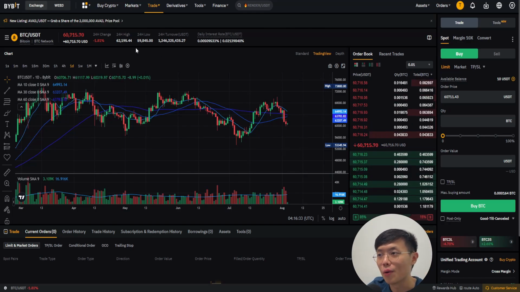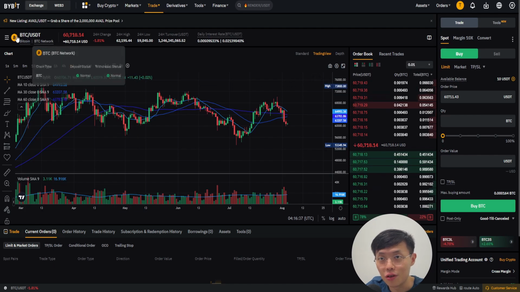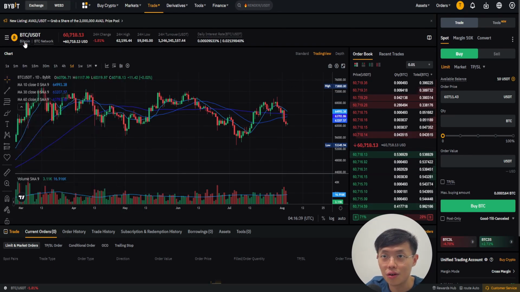Let's go one by one and see how we navigate through this interface. So again, this one is for you to select the coin. This one is the price of the coin. And then this is the 24-hour change. And then it's the 24-hour high, 24-hour low, and so on. This is the volume, right? There's so much traded volume, right? 22,000 BTC traded in the past 24 hours.